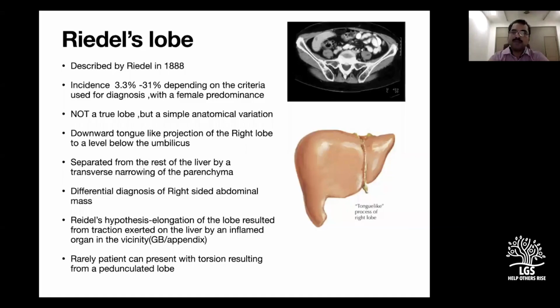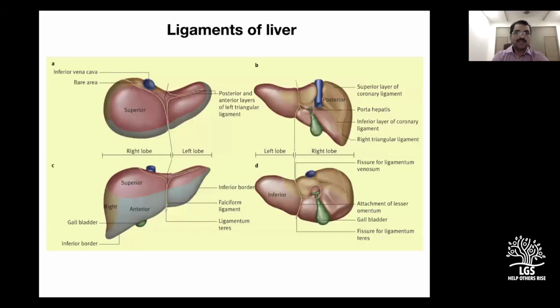Sometimes that narrowing part may be deep and may be only connective tissue, and this type of lobe may go into torsion and present as an acute abdomen. Riedel's hypothesis of the development of Riedel's lobe is elongation of the lobe from traction exerted by inflammation in the adjacent organs. So Riedel's lobe is not a congenital abnormality, it is an acquired abnormality.